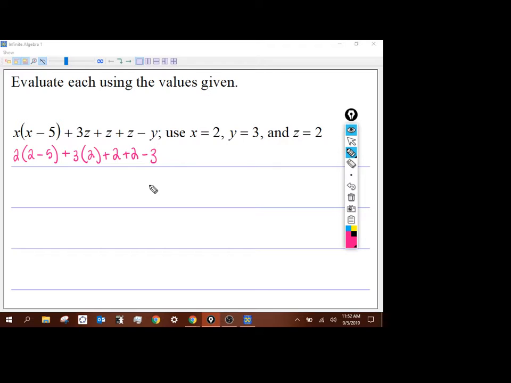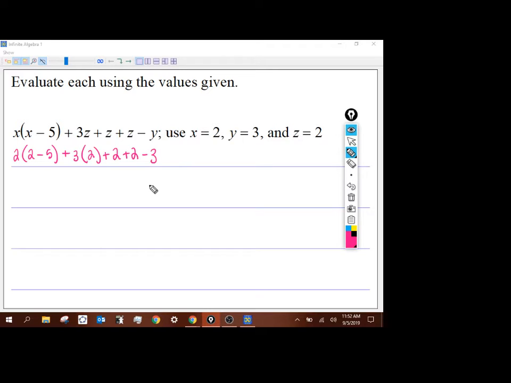All right, so with this question, it says evaluate each using the values given, meaning that we have to substitute, right? So everywhere up there, I'm going to take that entire expression, and wherever I see an X, I'm going to replace it with 2. Where I see a Y, I'm going to replace it with 3. And where I see a Z, I'm going to replace it with 2, right?